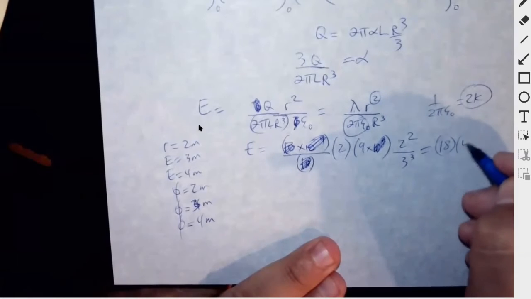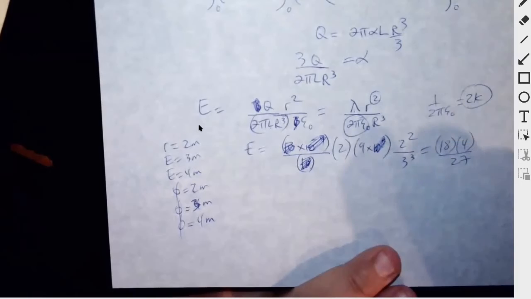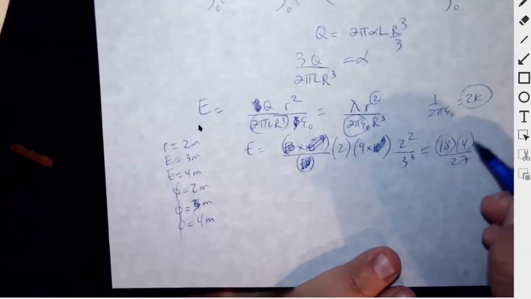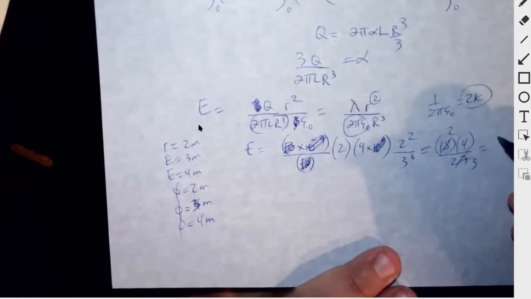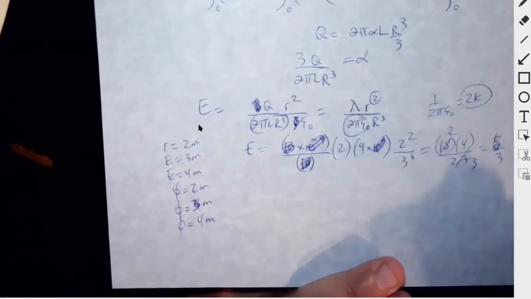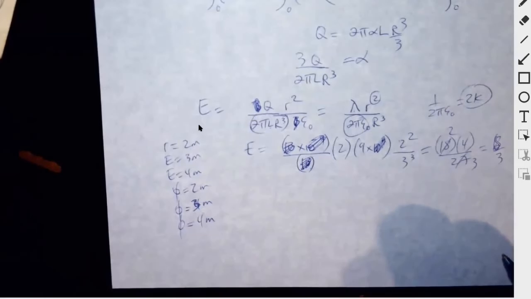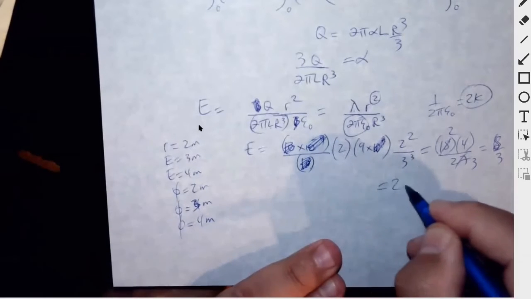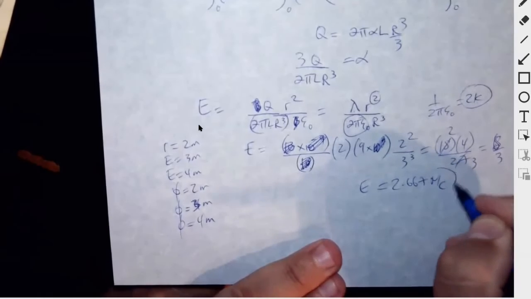18 times 4 over 27. Right? So 9 goes into here twice, 9 goes into here 3 times. 8 over 3. Right, 8 over 3, so then it's going to be what? 2.667 newtons per coulomb.